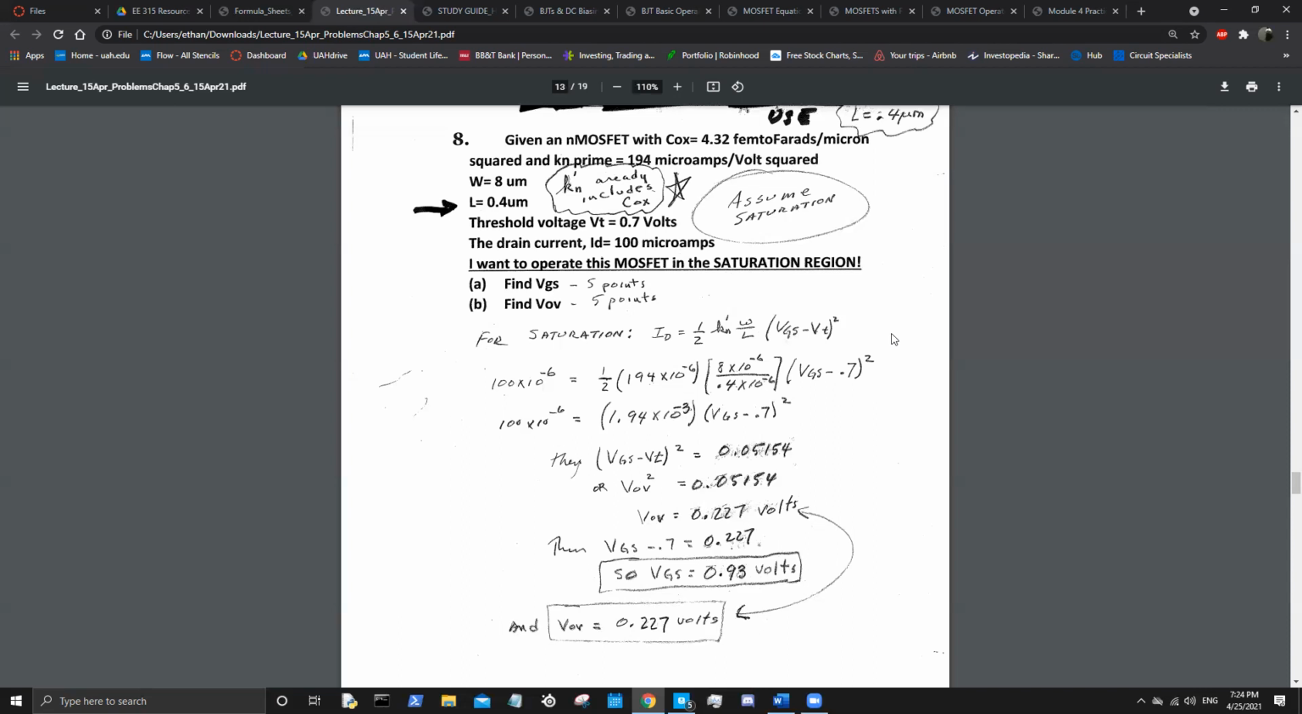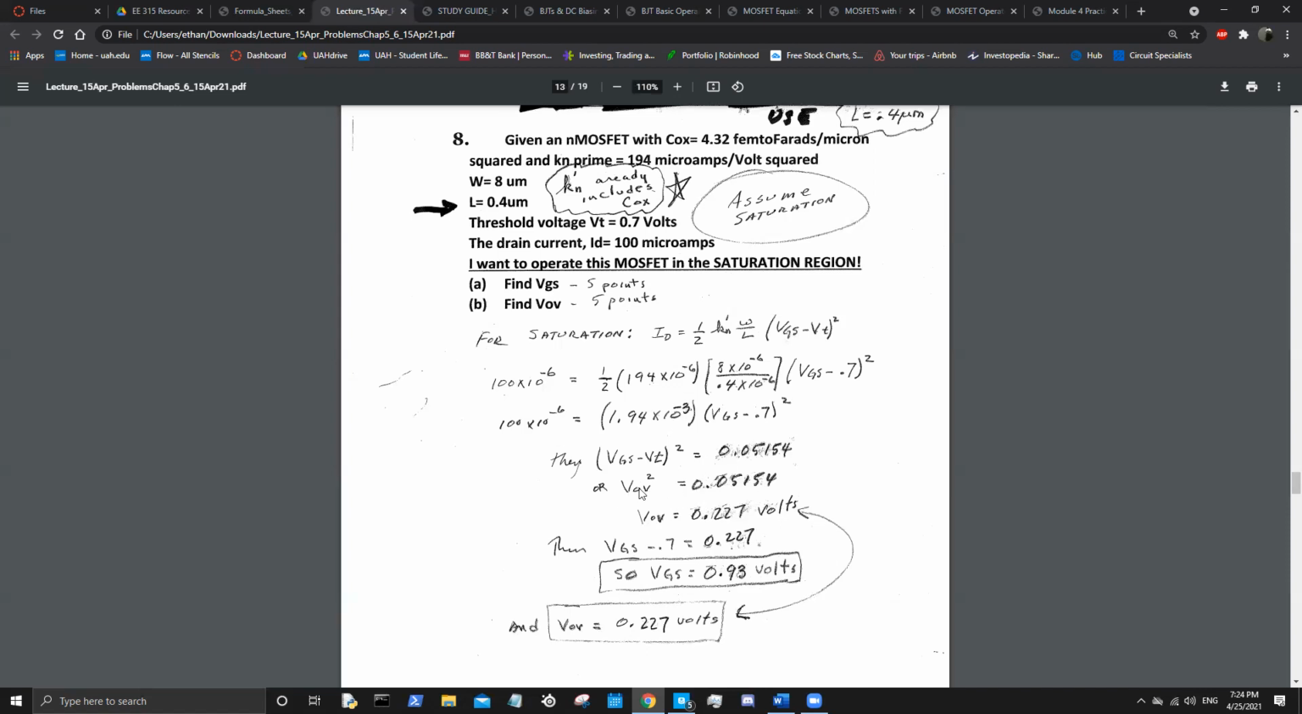So you find VGS in this line right here. Divide this quantity over here, take the square root of the quantities on both sides, add 0.7 to this quantity, and then VGS is there, and that's what you have. But then over here, he says VGS minus VT squared is equal to this number. So this is what he did.